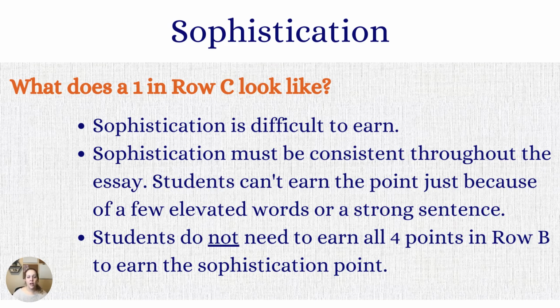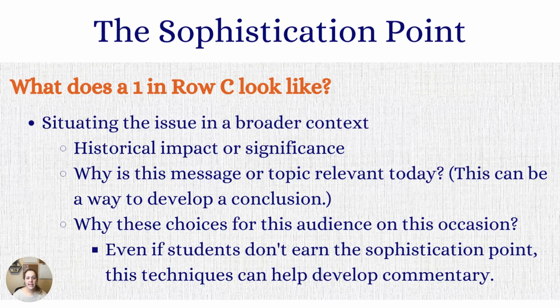The reason why they're called row A, row B, and row C is because they're viewed separately. And this actually works in the student's favor. So for row C, the sophistication point, students can either earn a 0 or a 1. So if you want to know how to earn that sophistication point, let me tell you a couple different ways that you can do it.